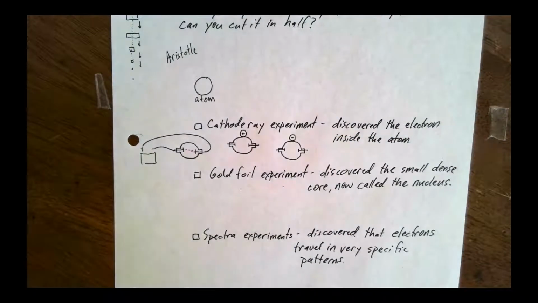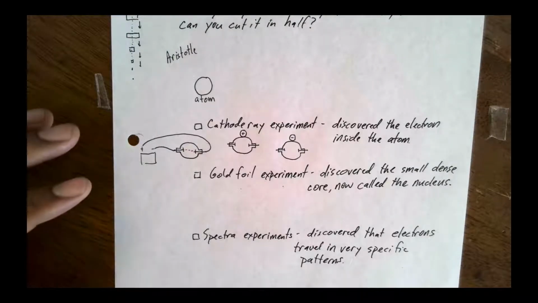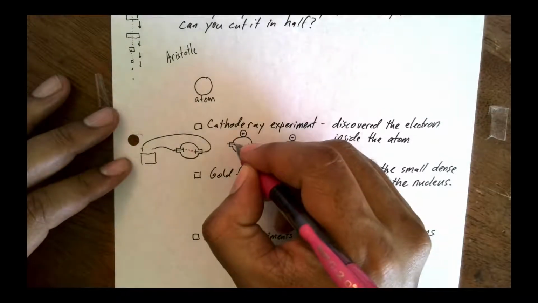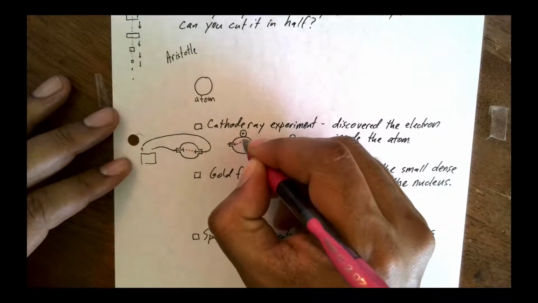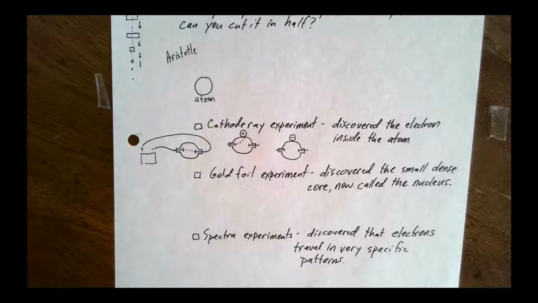Now, when he started the battery and ran the electricity through, what he found was the beam of light went straight across. But when he put the positive pole, the magnetic pole, on top of that piece of glass, what he found was that this beam of light actually bent toward the positive pole.